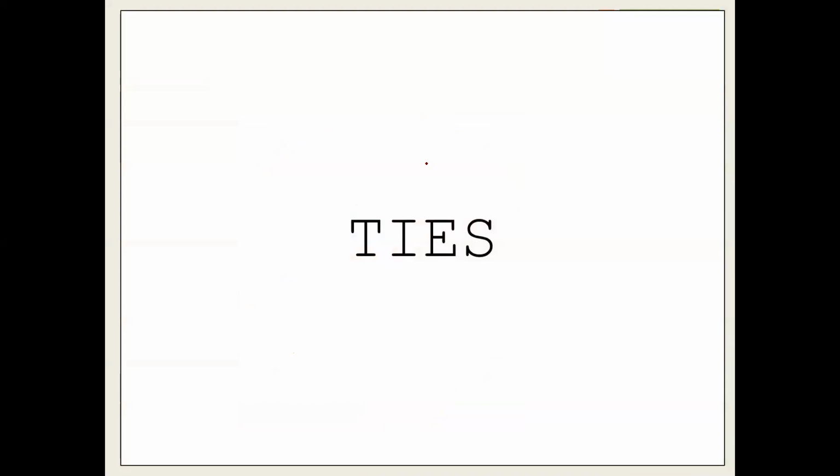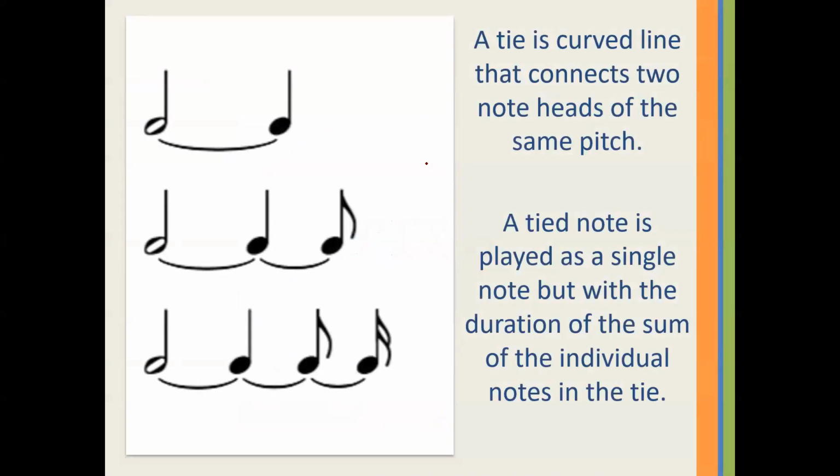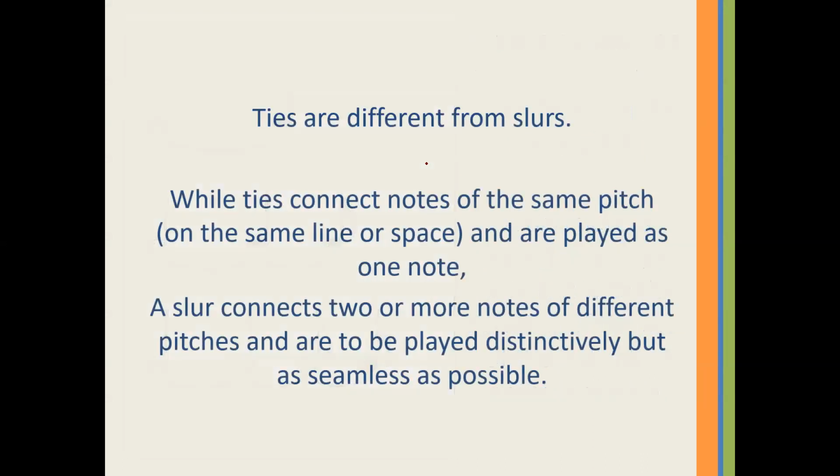All right. So we're talking about ties. A tie is a curved line that connects two note heads of the same pitch. So if you see two notes on the same key, for example letter F, with a curved line joining them, we know that's a tie. A tied note is played as a single note, with the duration of the sum of the individual notes in the tie. We'll look at that practically now.